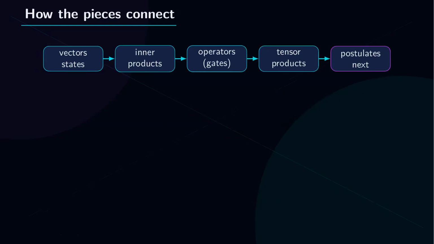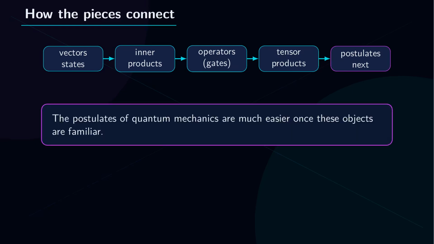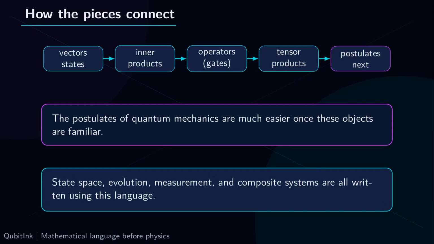We can now see the full mathematical chain. Vectors describe states, inner products describe overlap, operators describe transformations, and tensor products describe composite systems. With these objects in place, the postulates of quantum mechanics become much easier to formulate and understand. State space, evolution, measurement, and composite systems will all be expressed using the same language developed in this video.